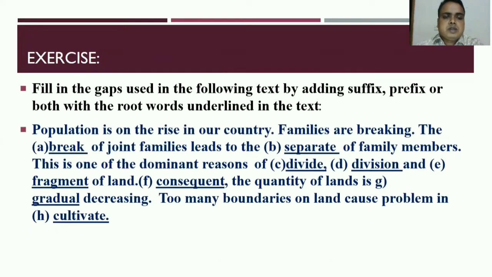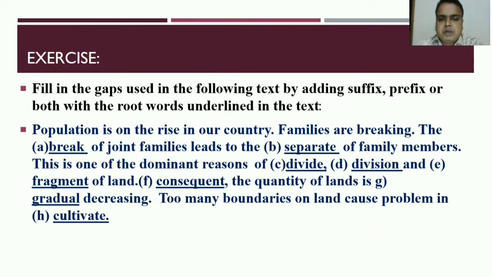Population is on the rise in our country. Families are breaking the break. Here number A, of joint families leads to the number B, separate of family members. This is one of the dominant reasons of number C, divide, number D, division, and you are getting here number E, fragment of land. In the F number, you are getting here consequent, then the quantity of lands is gradual. So the number Z, you are getting a gradual decreasing.